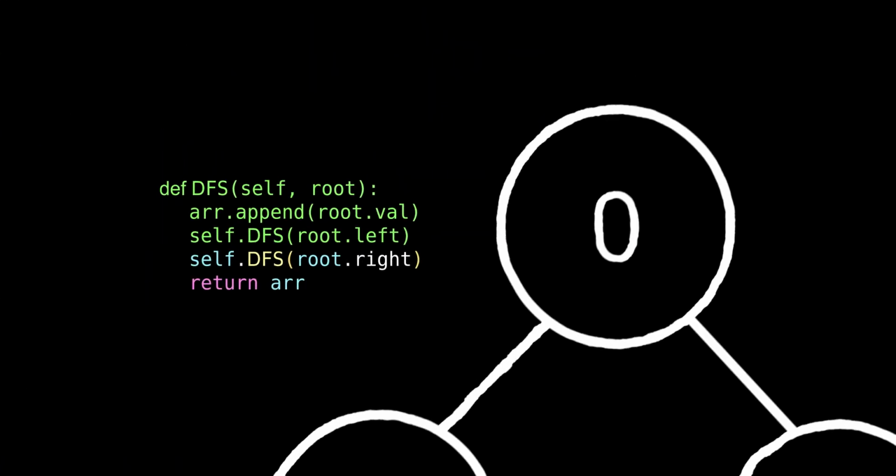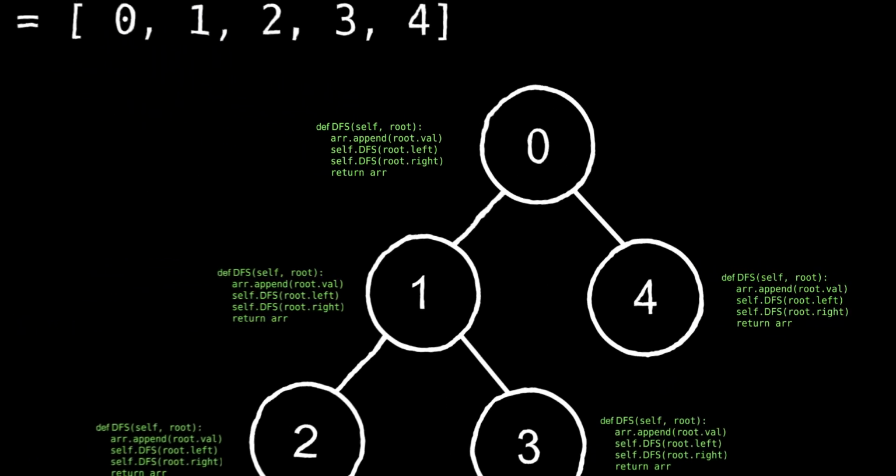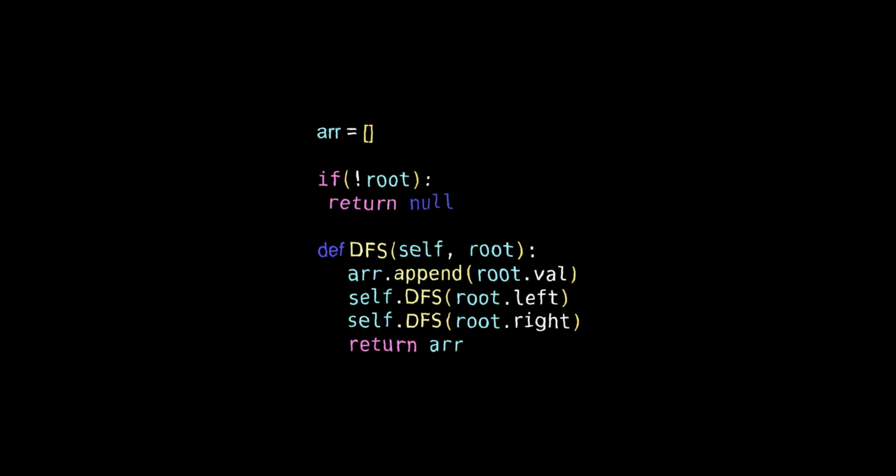The function keeps doing this until we've explored everything, and then we return the array of all the nodes we've visited. And of course, we have to make sure there's an entrance to our castle in the first place. So let's check if the root exists before doing anything else.